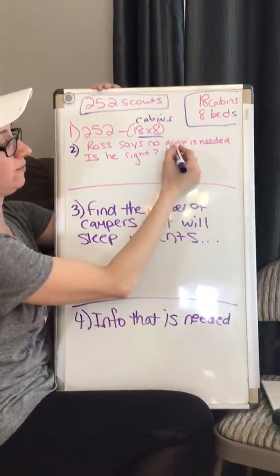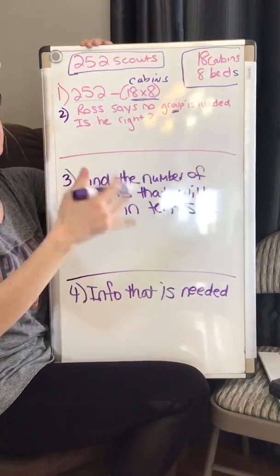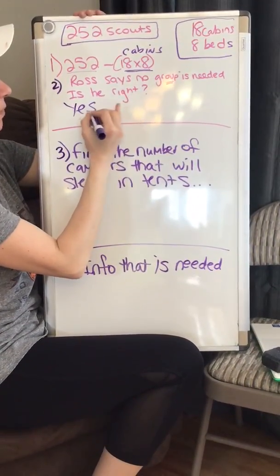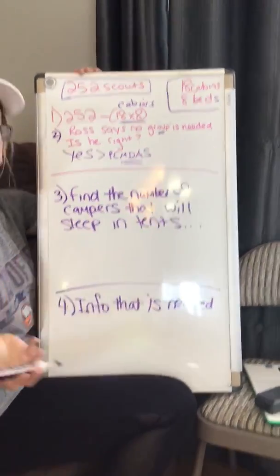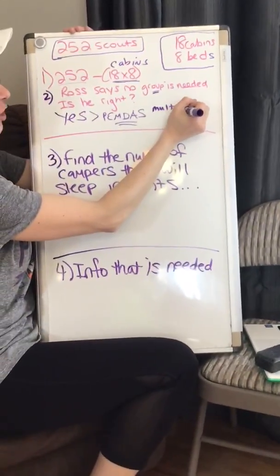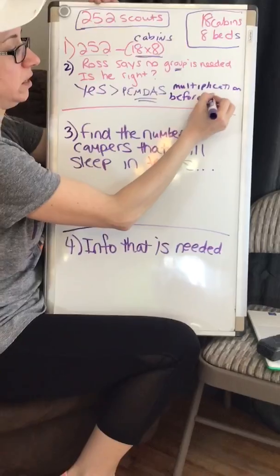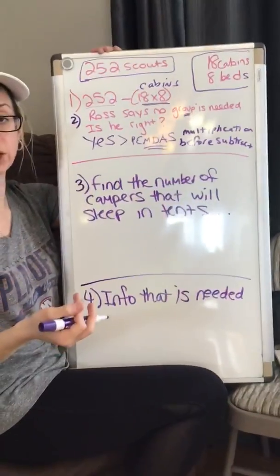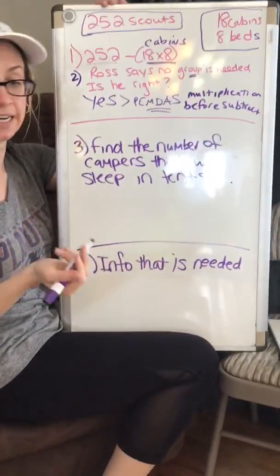Ross said that you don't have to do any grouping to solve this. We want to know if he's right. Well, yes, he is right, because in order of operations, or PEMDAS, however you want to refer to it, multiplication has to come before subtraction. So even if those parentheses were not there, it's okay, because multiplication always has to come before subtraction in order of operations. So Ross is correct in solving his dilemma. He does not need any grouping.